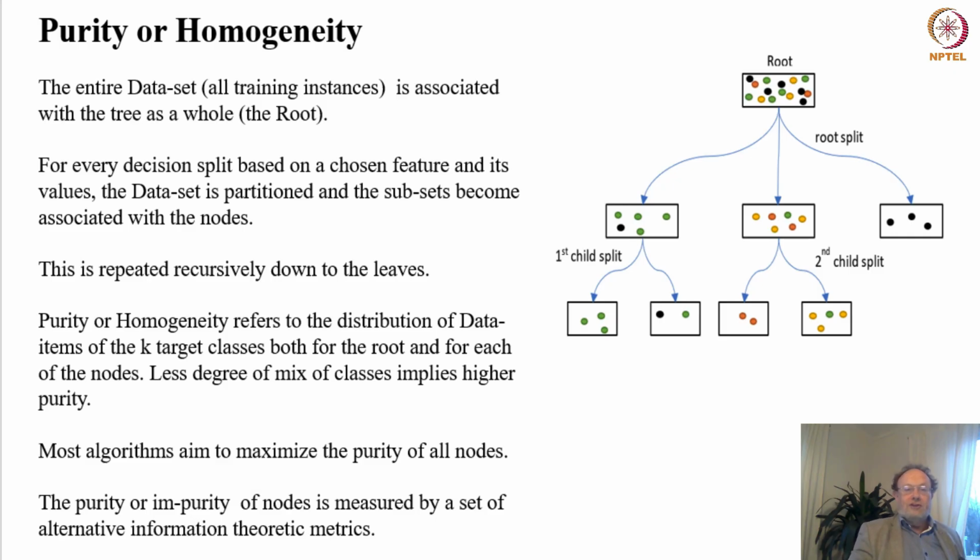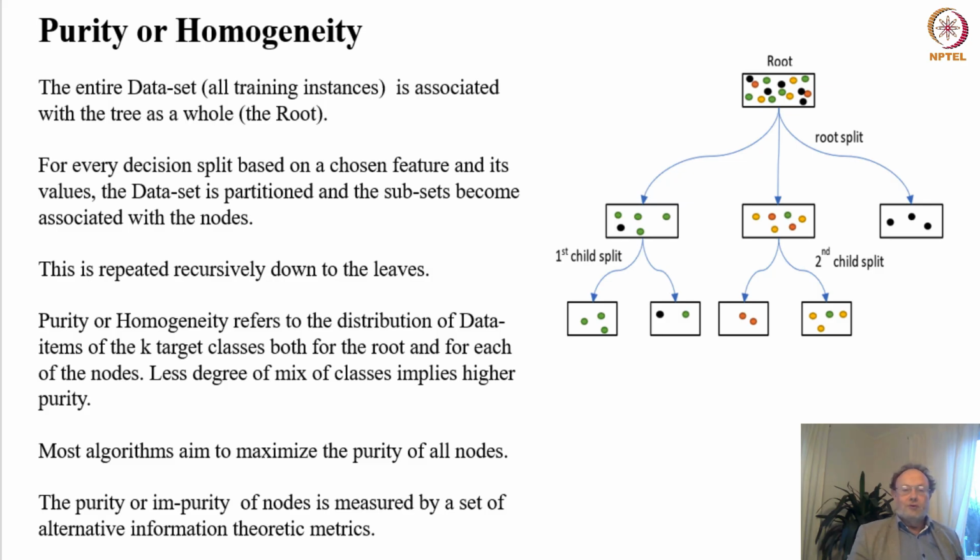But for every decision split we make in this process of building up the tree, based on a chosen feature and its values, the data set is partitioned, and the subsets of the data set become associated with the nodes of the split, the new nodes. And this is repeated recursively down to the leaves through the series of decisions we make.